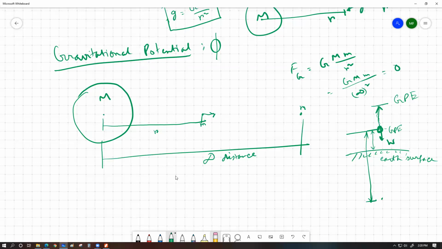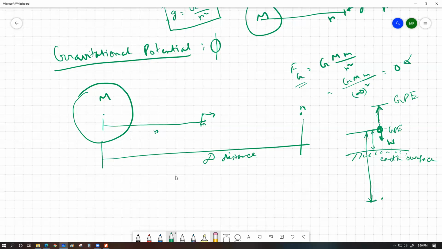If you divide something by a very, very large number, you actually get zero. What this tells us is that when these two objects, capital M and small m, are infinitely spaced, or the distance between them is infinitely large, at that point the gravitational force of attraction between them is going to become zero.